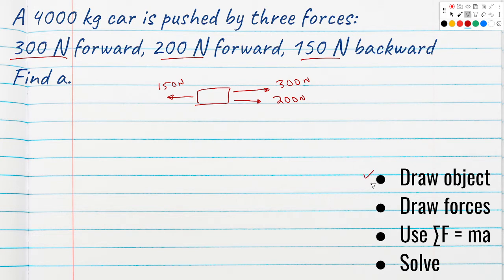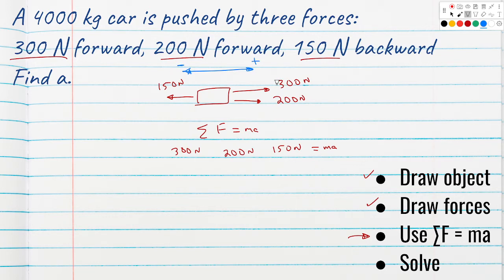I have drawn the object, I have drawn the forces, and now it's time to put them together in Newton's second law. And I could look up here and say, well, I got 300 newtons, I got 200 newtons, I got 150 newtons, and together they equal mass times acceleration. Don't forget your little coordinate system. Some of these forces are forward, some are backward. I would call that direction of motion positive, and anything that fights against that negative.